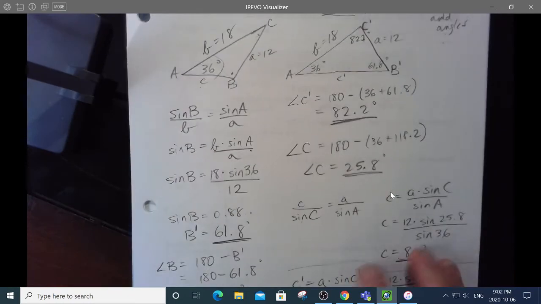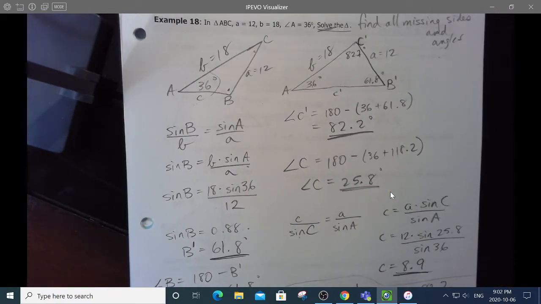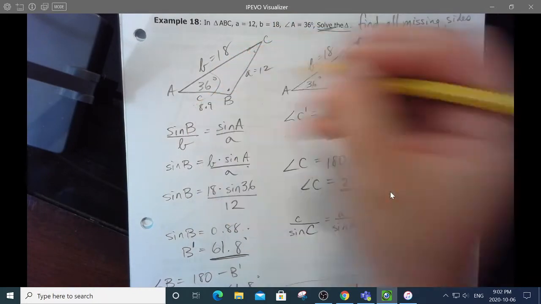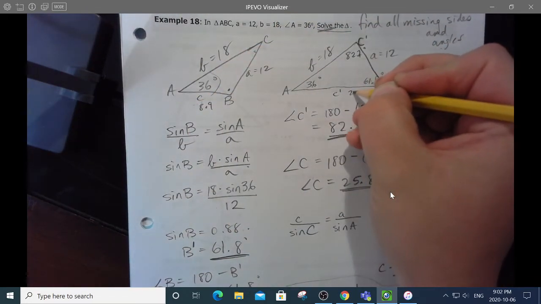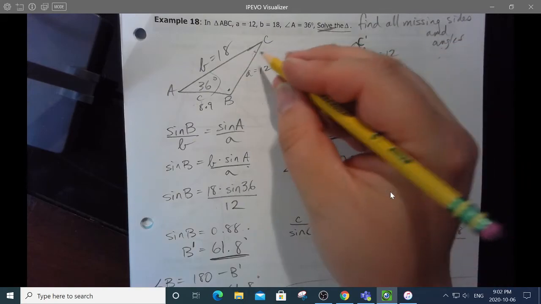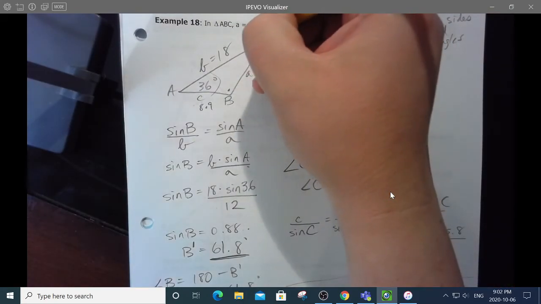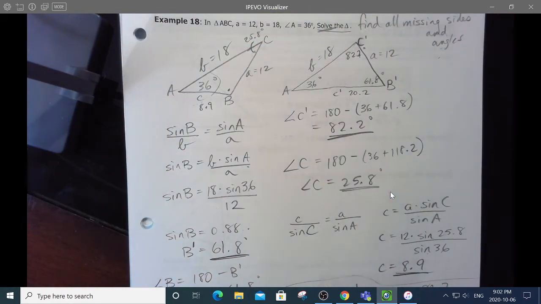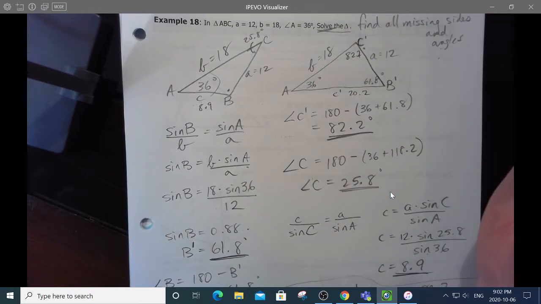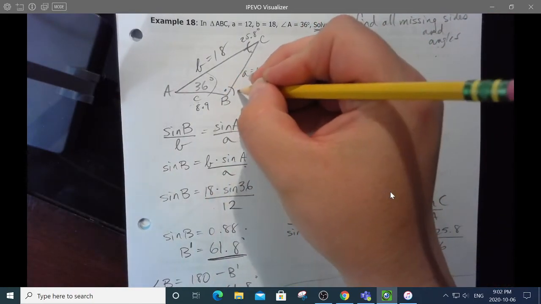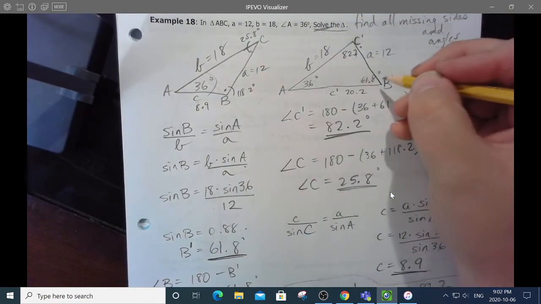So I can finish off the triangles. They are now solved. This C is, what was it, 8.9? This C primed is 20.2. And this angle C up here, we found that was the little skinny angle of 25.8 degrees. And there you go. The two triangles are solved. Oh, I forgot to put angle B in there. What was angle B again? B was 118.2. And this angle B I already wrote in.